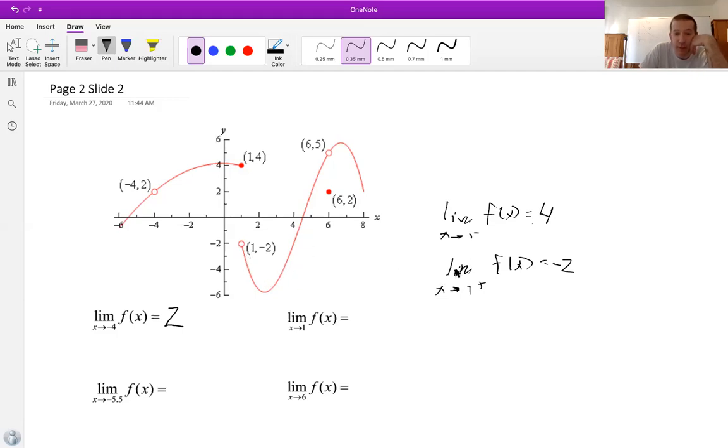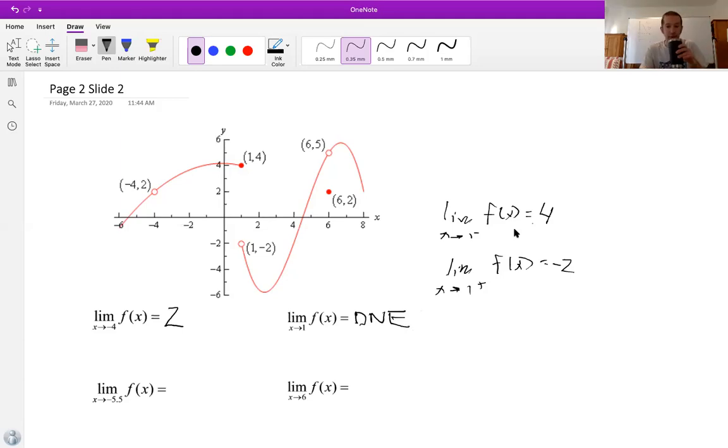What matters is the limit as x approaches 1 from the right of f of x is equal to -2. The y value of this function as x approaches 1 from the right is equal to -2. 4 and -2 are not the same. The left-hand limit is 4, the right-hand limit is -2. Since those do not agree, the limit as x approaches 1, the answer to this problem, does not exist.